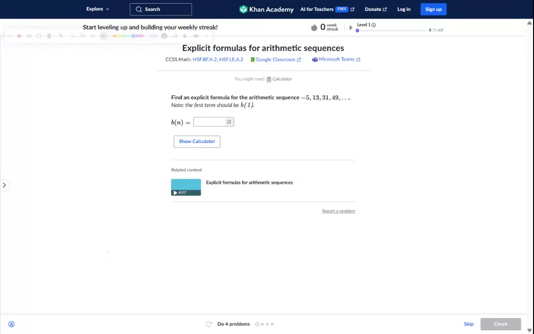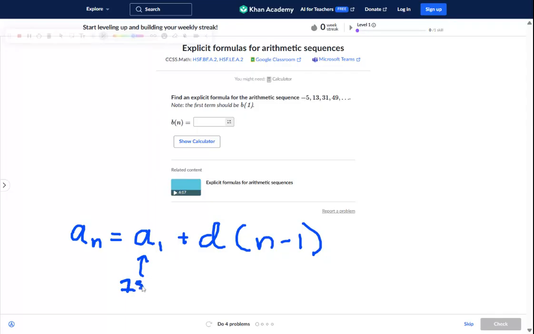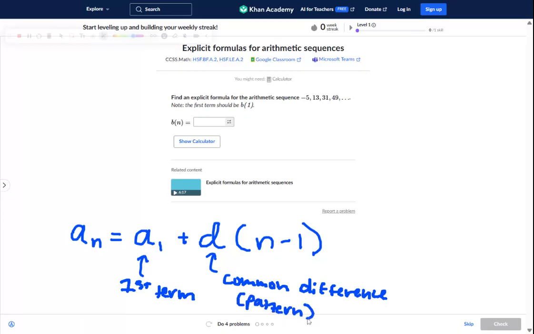All right, hello guys. We're looking at our 2.1 Khan Academy homework, explicit formulas for arithmetic sequences. Remember our explicit formula, what we learned in class, is going to look like a sub n equals a sub 1 plus d times n minus 1. Remember, a sub 1 is talking about the very first term in our sequence. D is the common difference, and that's just like our pattern for what's going on.